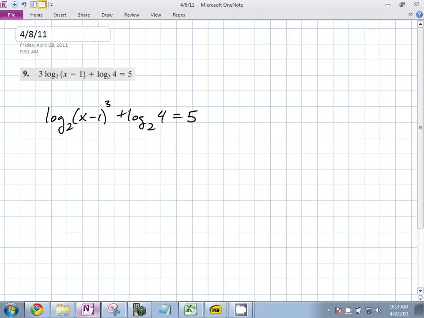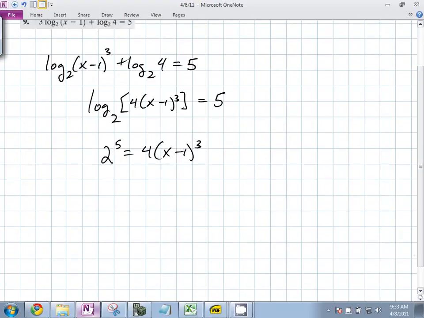Log base 2 of 5. No, that's making it harder. Can you combine the logs? You can combine the logs, sure. Log base 2 of 4 times x minus 1. Like that? Yeah. Now what? Change it to exponential. So 2 to the 5th is equal to 4 times x minus 1 cubed.